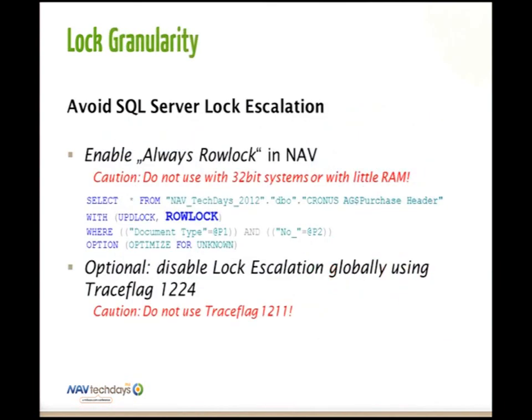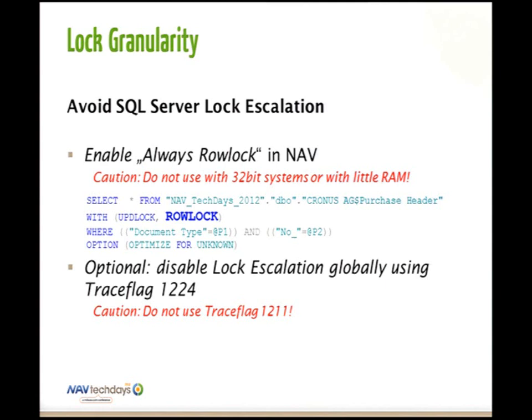Today, since NAV 4 to SEC 6, we have a flag in the database properties, always row lock. And this is a common misunderstanding that this is enabling or disabling row locking. This is nonsense. SQL Server, again, will always start at the smallest granularity possible, and this is usually the row.